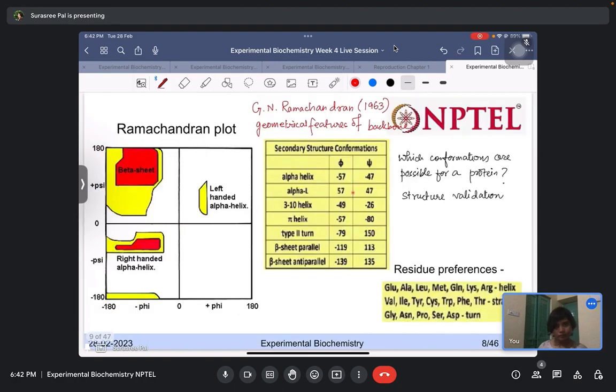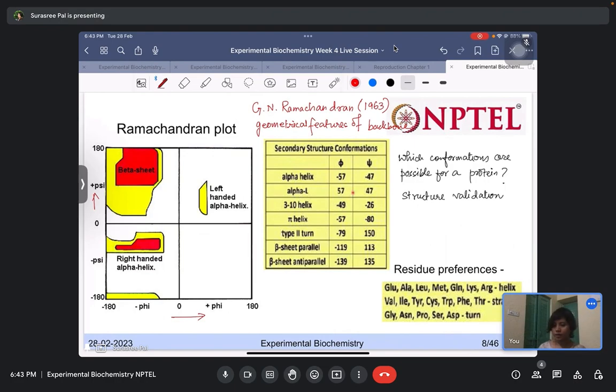Now, scientist G. N. Ramachandran, in the year 1963, figured out the geometrical features of a backbone and plotted the phi and psi angles in a plot which was later known as the Ramachandran plot, which we commonly call the Ramachandran plot. So it can also be called a phi versus psi plot. What is done here is that in the y-axis you can see the psi angles are plotted, and in the x-axis the phi angles are plotted.